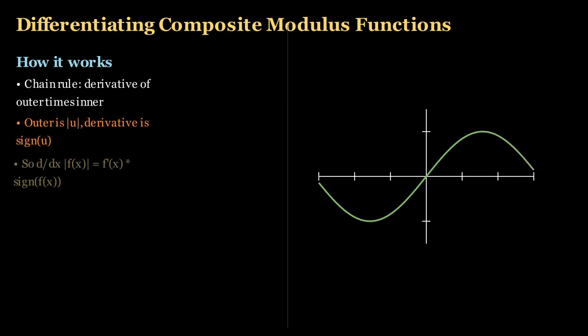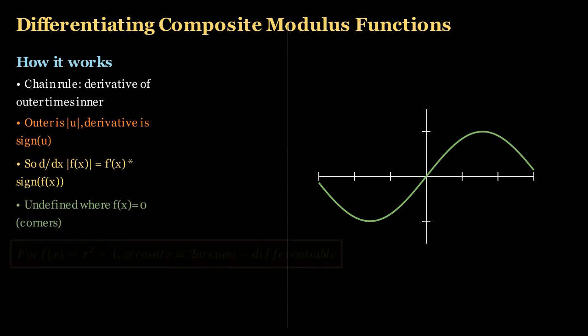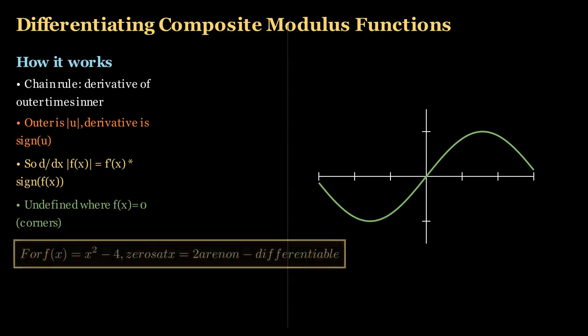That's the formula. But watch out, wherever the inside function f of x equals 0, the absolute value function has a sharp corner, just like the v-shape at the origin. Let's solve a concrete problem.